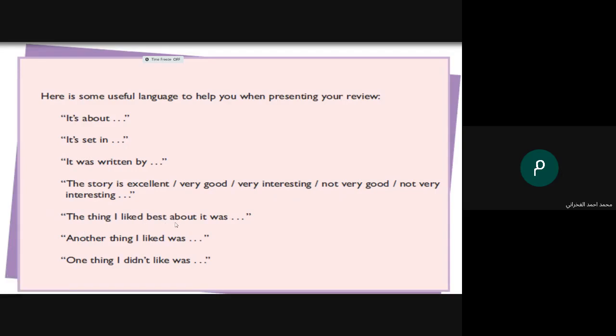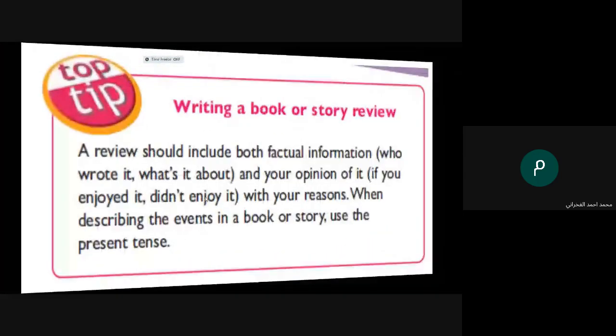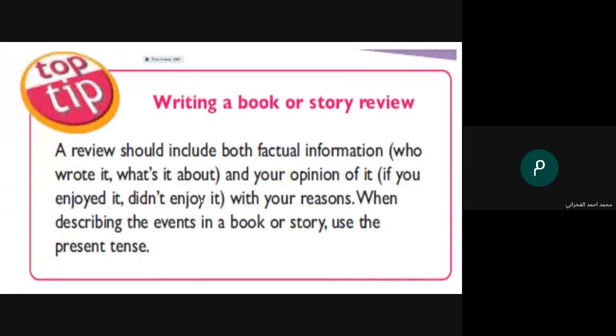The thing I liked best about it was, another thing I liked was, one thing I didn't like was. So you are going to give your details about the story you read and liked. And here is the top tip for writing a book or story review. In your review, you should include factual information about the author, the characters, maybe the date of birth of the novelist who wrote it, and what it is about.